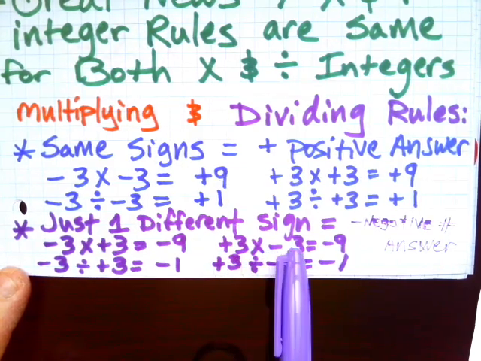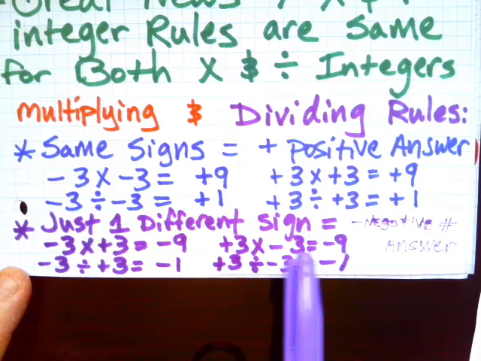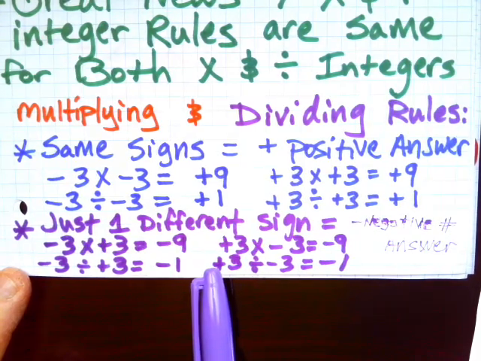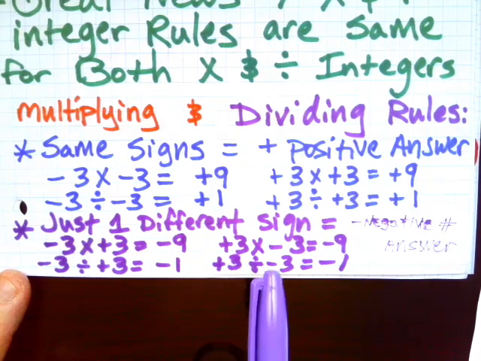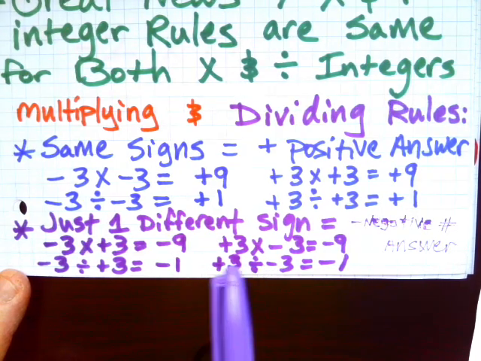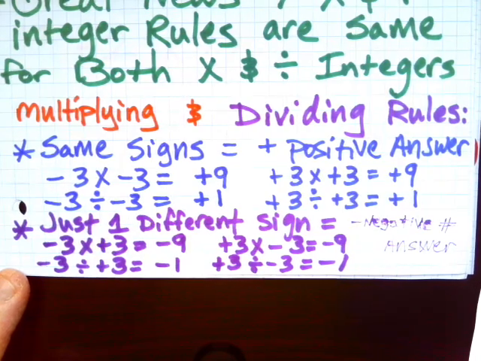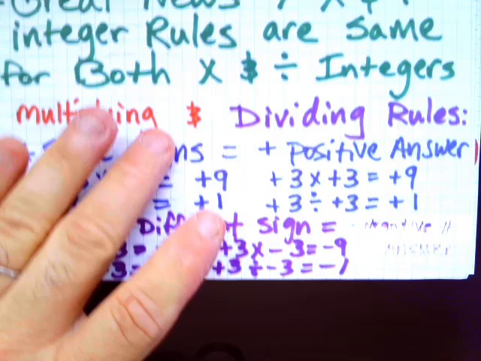Positive 3 times a negative 3. Just one sign is different, and that gives a negative value answer. The answer is negative 9. Positive 3 divided by a negative 3, just one sign being different when you multiply or divide, gives you a negative answer. Here the answer is negative 1.